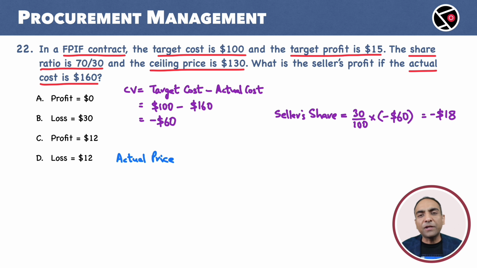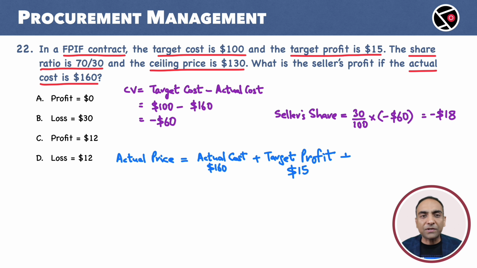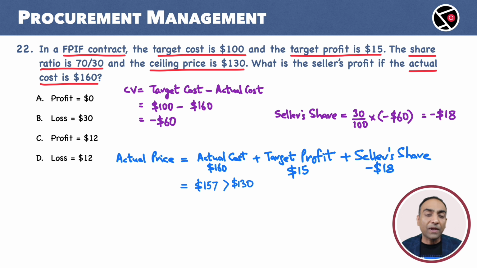Actual price for this FPIF contract is actual cost plus target profit plus the seller's share of the cost risk. This is more than our ceiling of $130. Actual price cannot be more than the ceiling price of $130. So we adjust the actual price to $130.